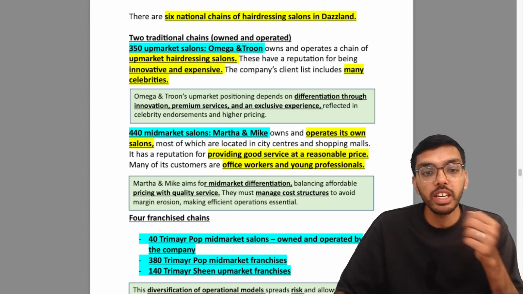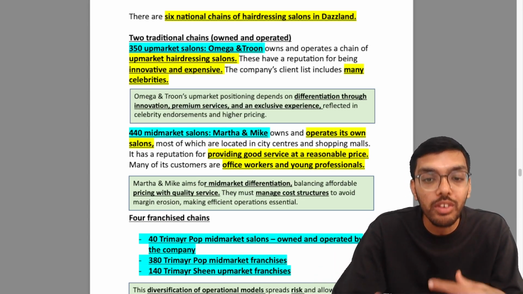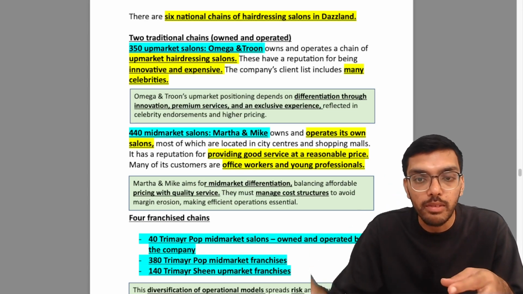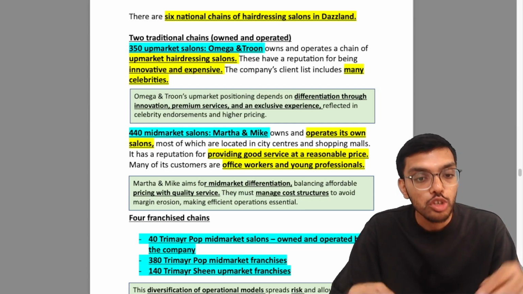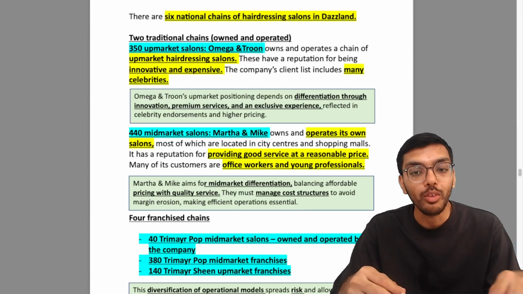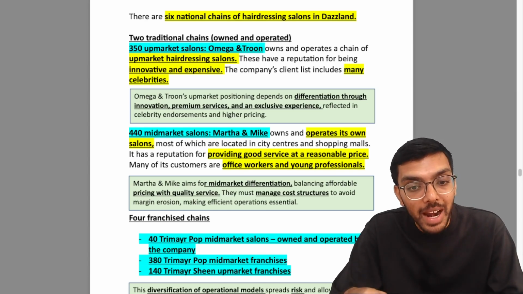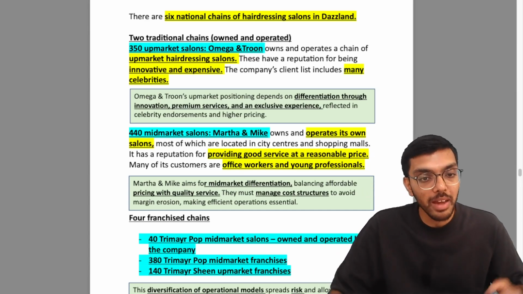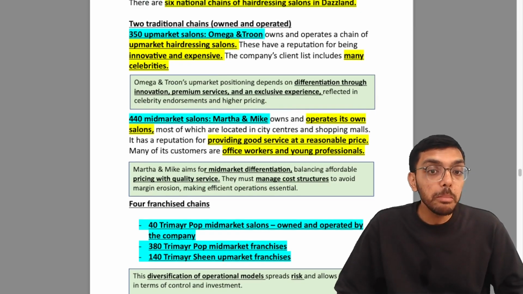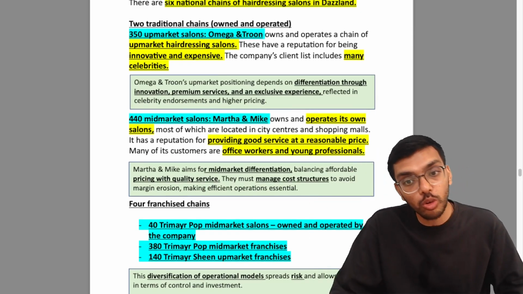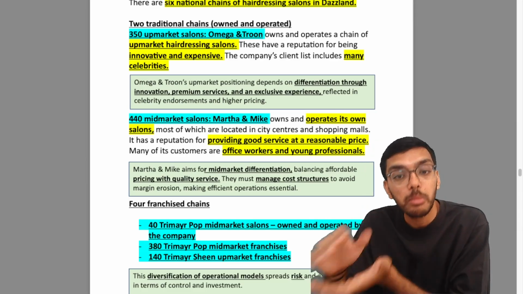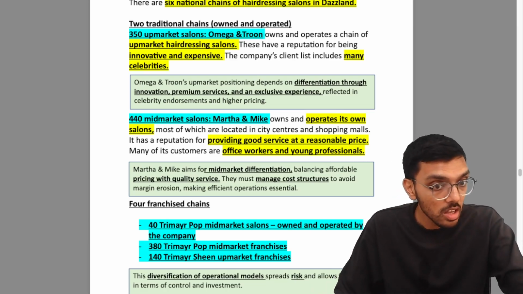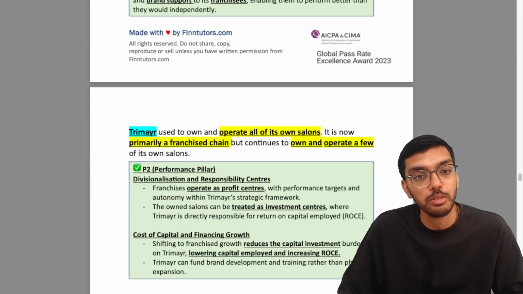So this diversification of operational models spreads our risk and allows flexibility. It's good that we have these different models and different markets that we are focusing on. Trimayr is acting like a corporate parent, providing strategic guidance, resources, and brand support to its franchisees, enabling them to do well. And if they do well, then Trimayr also does well. So there will be a consolidation consideration over here, because we have different salons, because we have franchisees, because we will have assets, because we will have different businesses. The consolidation aspect is coming to my mind.